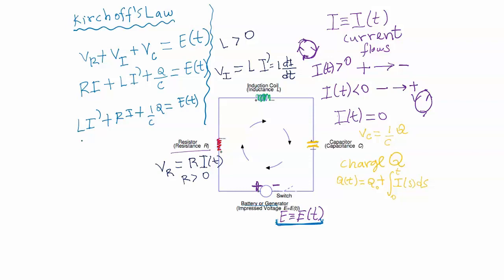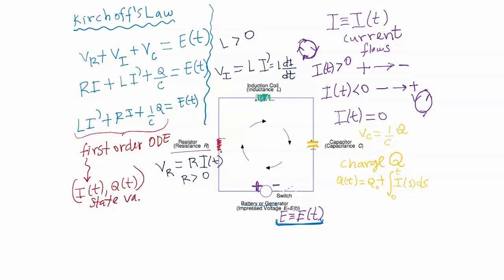So that looks like a first order differential equation. However, remember, this is a first order ODE. The way this is proposed here, the I of t and Q of t are the state variables, or the unknowns. So the way this is currently proposed, we have a differential equation that is first order, but there are two unknowns. So we can do something to rewrite it.